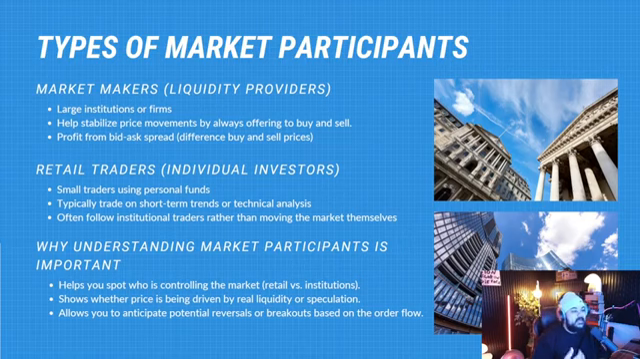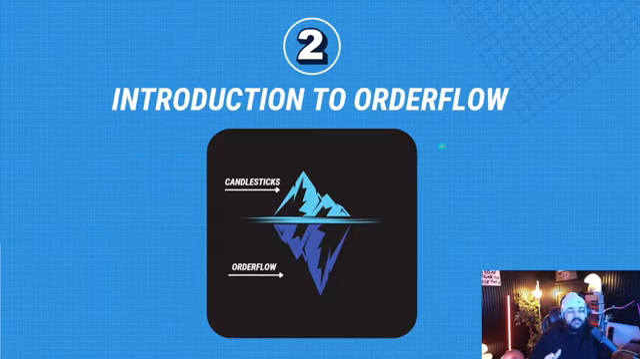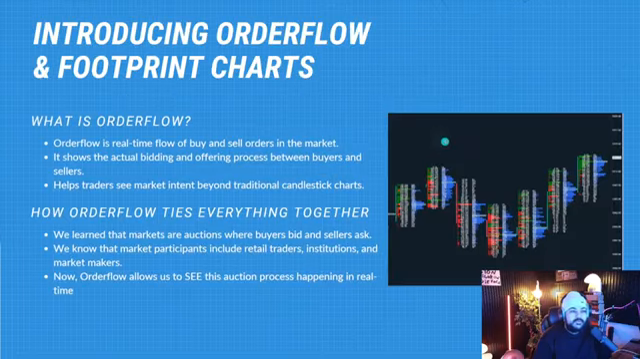So why is understanding market participants important? Because it lets you see who's controlling the market. You don't want to be in a retail-based move. You want to be in an institution-based move, because those are the people who have the money to actually control the markets. It shows whether the price is being driven by real liquidity or speculation, and it allows you to anticipate potential reversals or breakouts based on the order flow. So candlesticks are just the tip of the iceberg. We're going to be diving a lot deeper into order flow and showing you what it's all about.